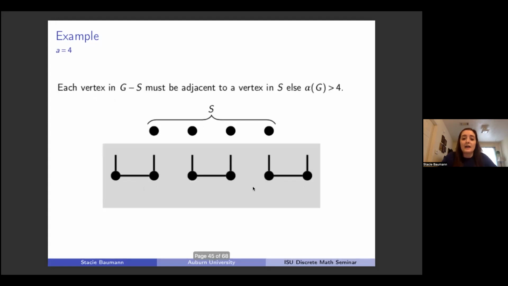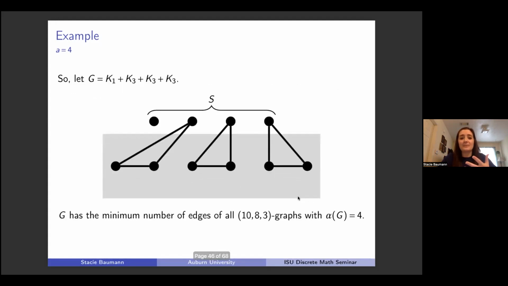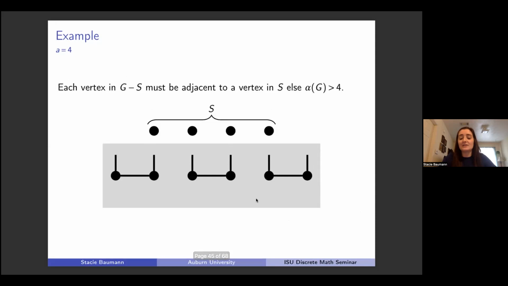And I also claim that there has to be an edge up from each of these vertices up to my set S. Because if there wasn't an edge up from one of these vertices, then I would have a larger independent set, right? If there was no edge up from this one, I could take my 4 vertices up here and this one, and I'd have a larger independent set. Okay, so I know my G minus S down here looks like this. So I'm just showing that there has to exist one with the minimum. So there at least has to be this many edges, right?